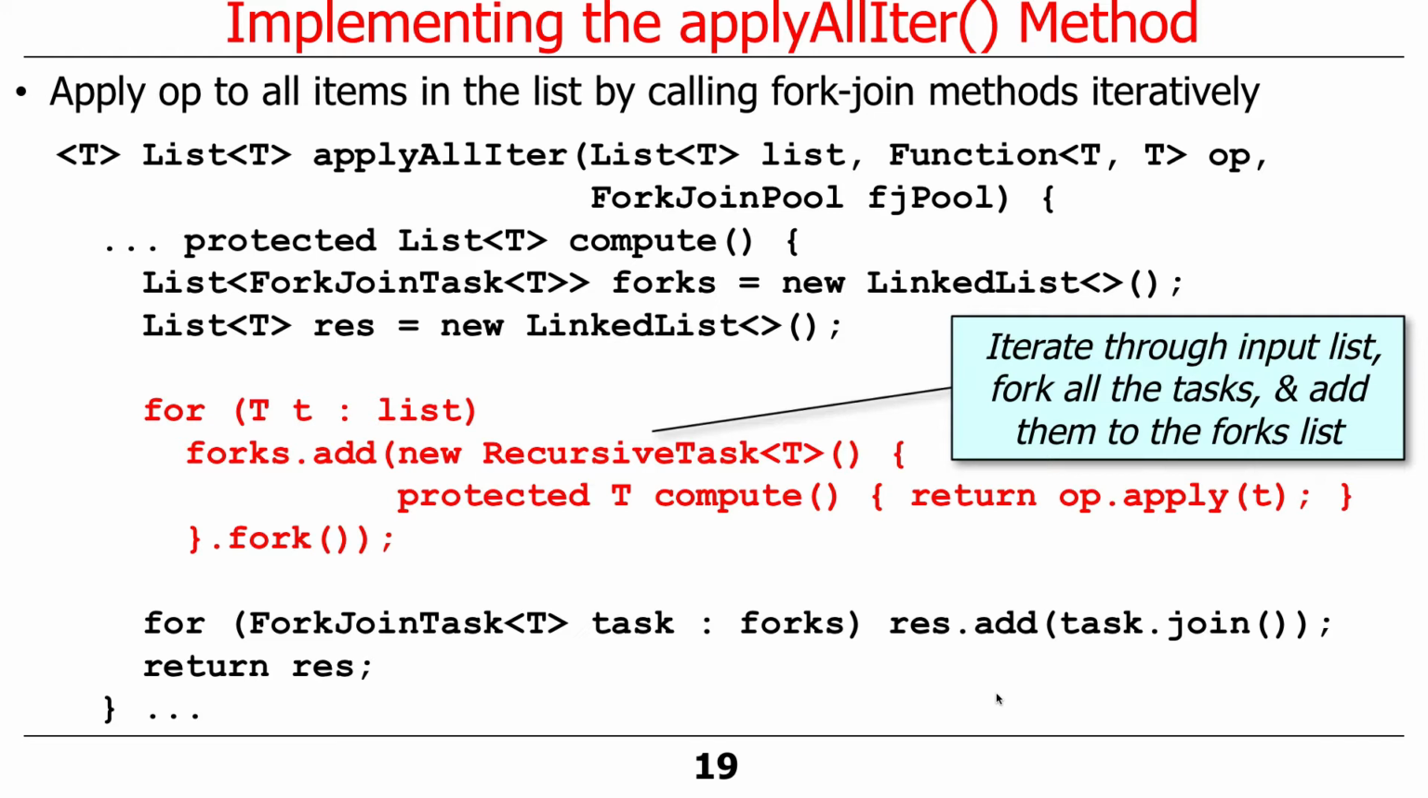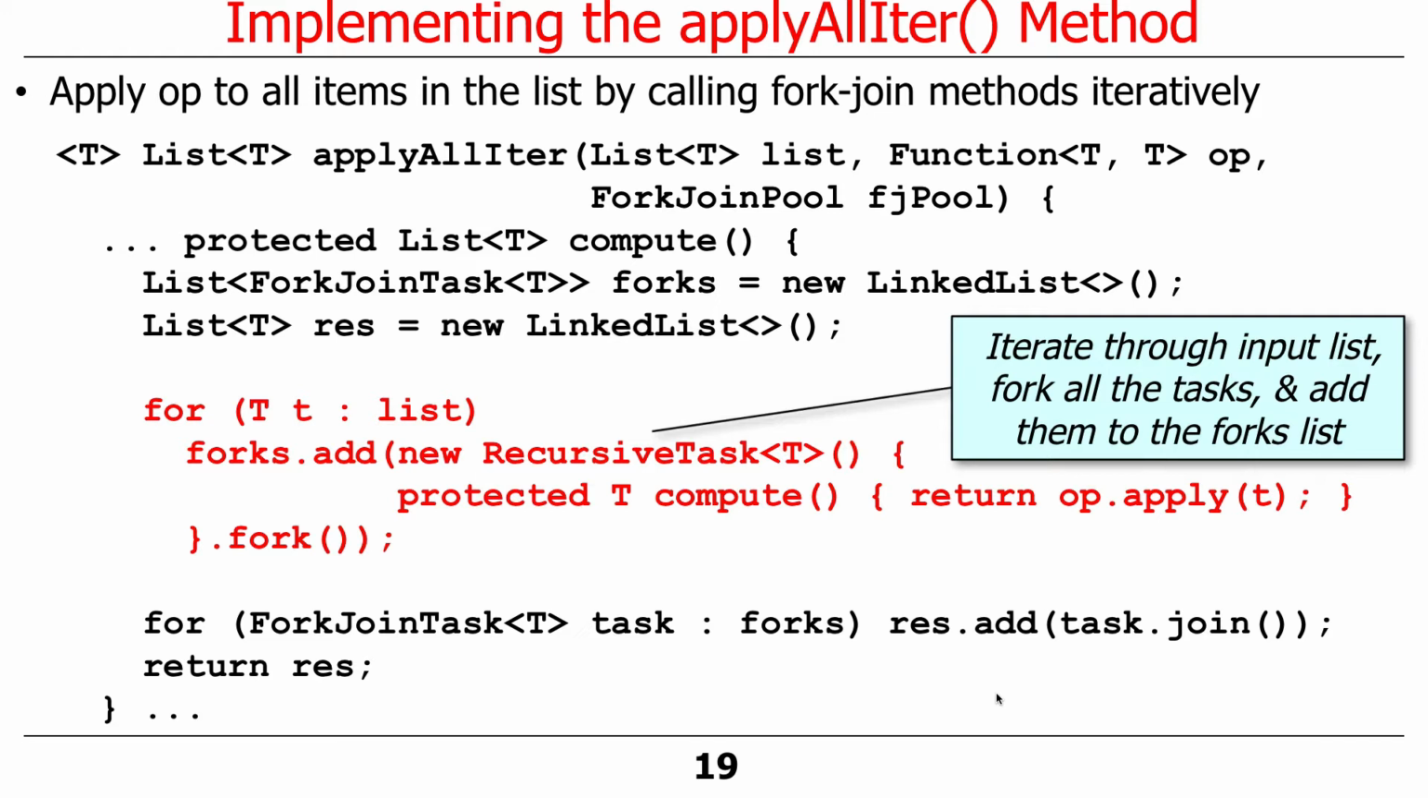So if you program to the base class, which is fork join task, because recursive task is a fork join task, it extends fork join task, then you can do this clever trick where you fork and you add, and it all ends up being done in a very nice, concise way.